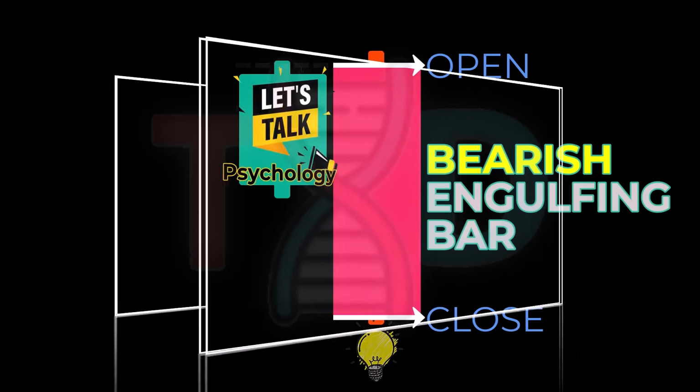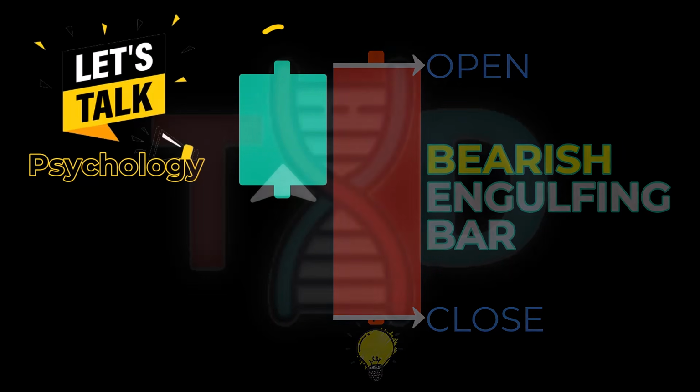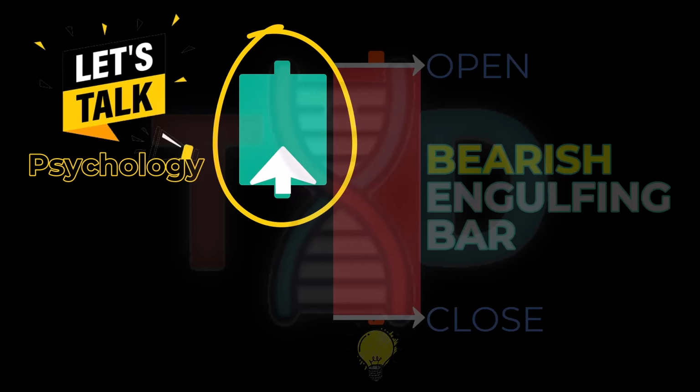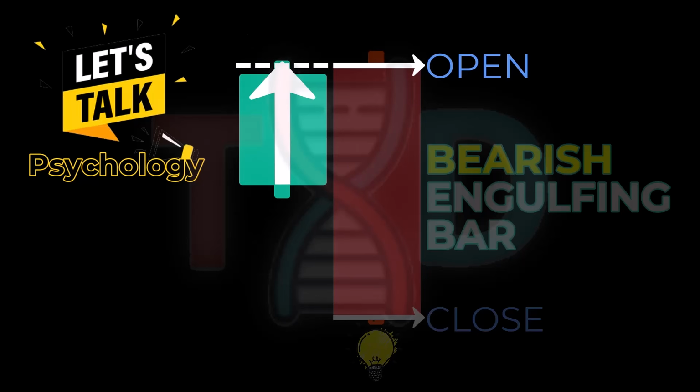Now let's talk psychology, because that's what really matters in trading. When the green candle formed, buyers were feeling good. They had momentum, the price was rising, people were optimistic. But then, boom, the red candle opens and buyers try to push the price even higher. They're like, let's go to the moon.